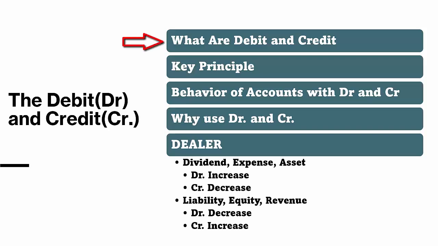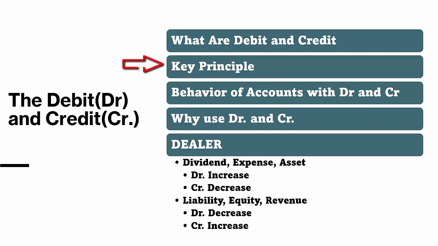In accounting, debit (DR) and credit (CR) are terms used to record increases or decreases in different types of accounts. Think of them as tools that help us keep track of where money is coming from and where it's going. Every time a transaction happens, like a sale, a purchase, or paying a bill, we use debits and credits to show how that transaction affects the business's financial records.